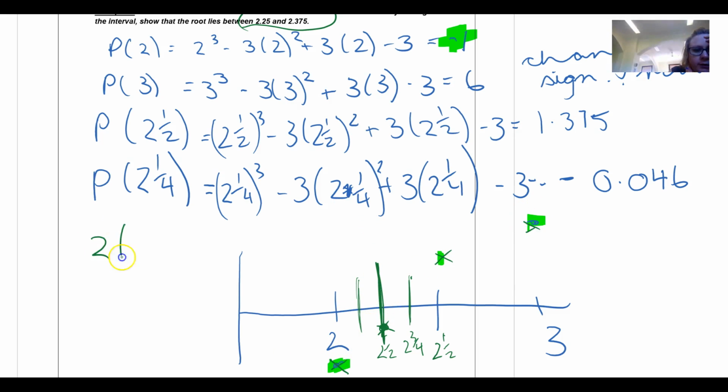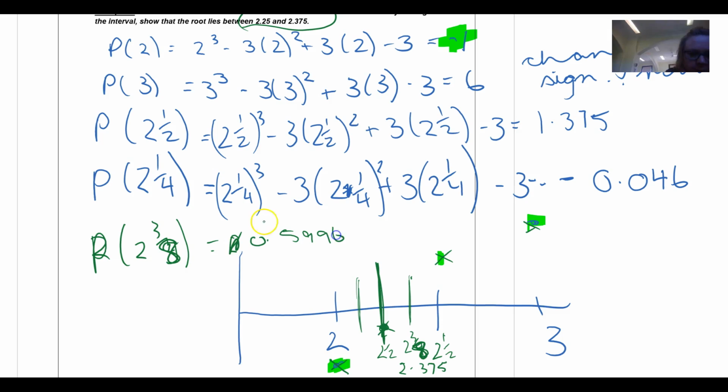So the final thing I have to do is say P of 2 3/4 is equal to, I'm not going to sub it in, I'll find it out. It's actually 3/8 is halfway here, not 3/4, sorry, which is 2.375, and I get 0.5996, and because one is positive and one is negative, there is a root there somewhere.